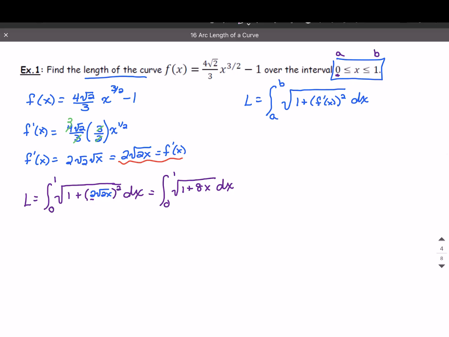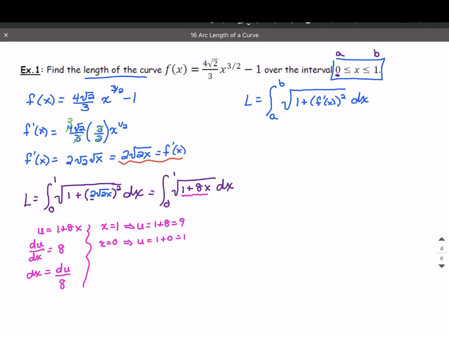Now to integrate this, we're probably going to want to do a u substitution. So our u is going to be what's under the radical, 1 plus 8x. Then we take the derivative of u, which is du dx, and that's going to leave us with 8. If we solve for dx, we'd have to multiply and then divide by the 8, so we have du over 8. So we also have to look at our limits. If x is 1, that means that u is going to be 1 plus 8, which is 9. If x is 0, that means that u is going to be 1 plus 0, which is 1.